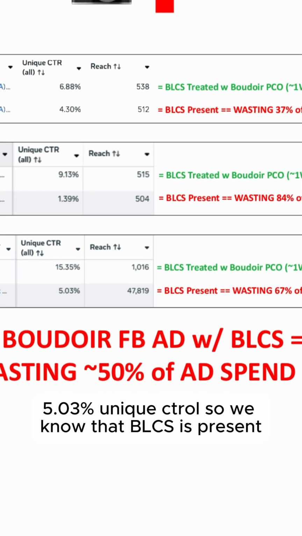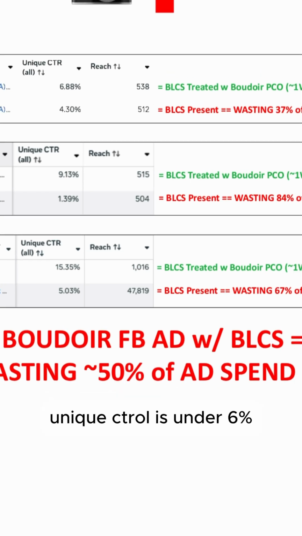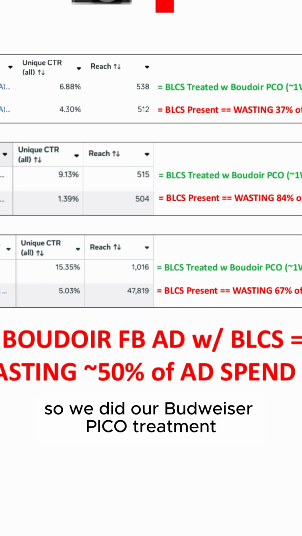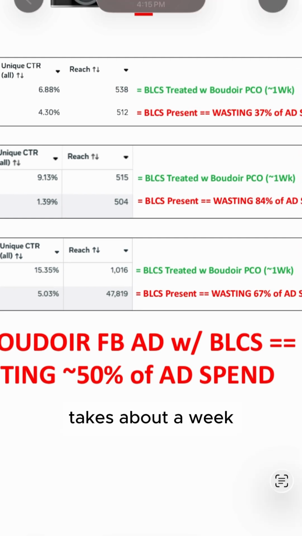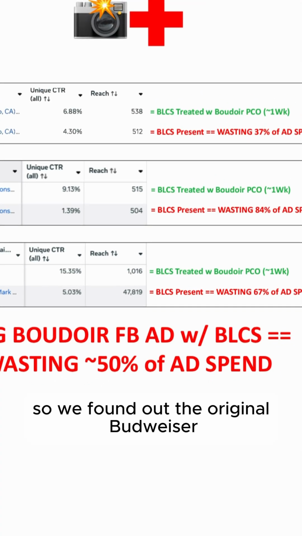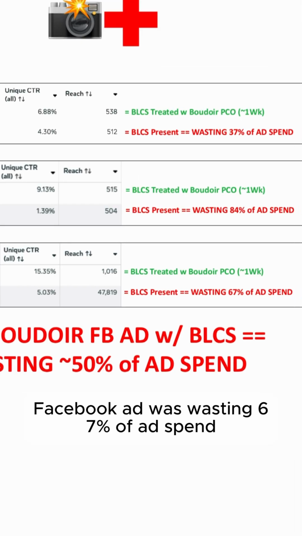Finally, I had a patient with a Boudoir Facebook ad at 5.03% unique CTR. So we know that BLCS is present. Unique CTR is under 6%. So we duplicated it, and did a lot of work with this one. We did our Boudoir Pico treatment, took about a week, and got the unique CTR up to 15.35%. So we found out the original Boudoir Facebook ad was wasting 67% of ad spend.